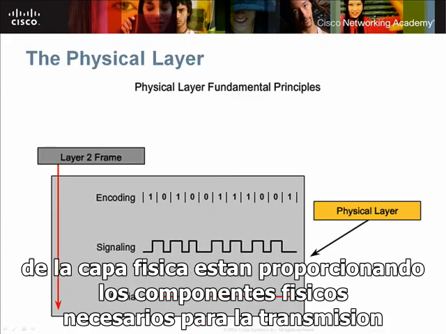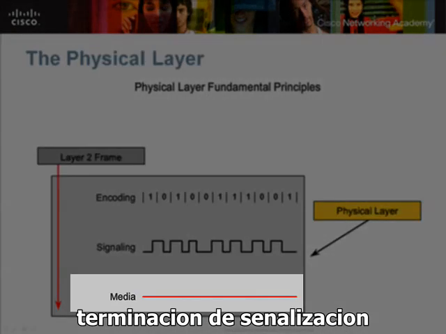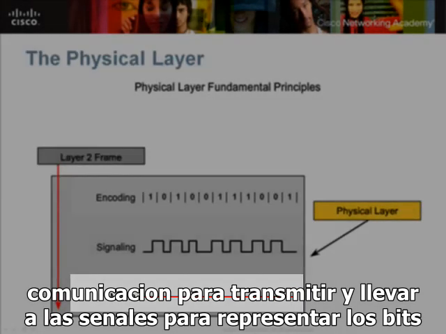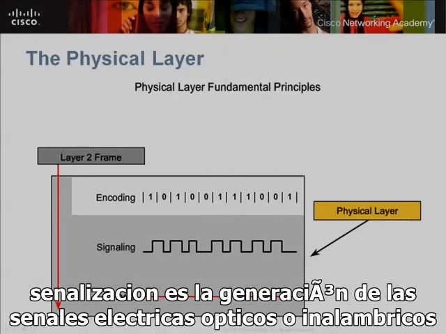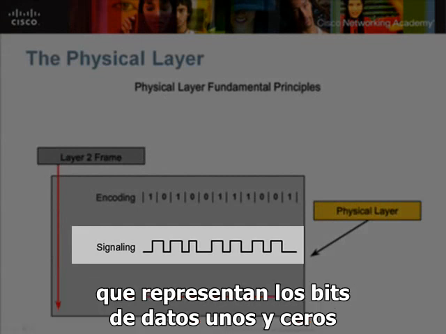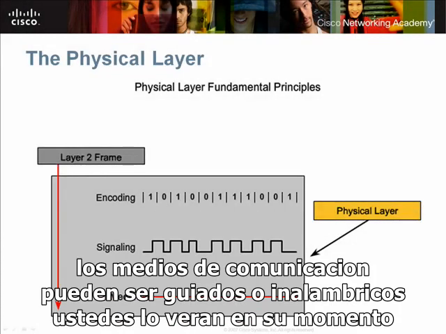The three fundamental functions of the physical layer are providing the physical components needed for data transmission, data encoding, and signaling. The physical elements are the electronic hardware devices, media, and connectors that transmit and carry the signals to represent the bits. Encoding is a method of converting a stream of data bits from higher layers into a predefined code. Signaling is the generation of the electrical, optical, or wireless signals that represent the data bits, the ones and zeros, on the media. The media might be wired or wireless, as you will see in a moment.